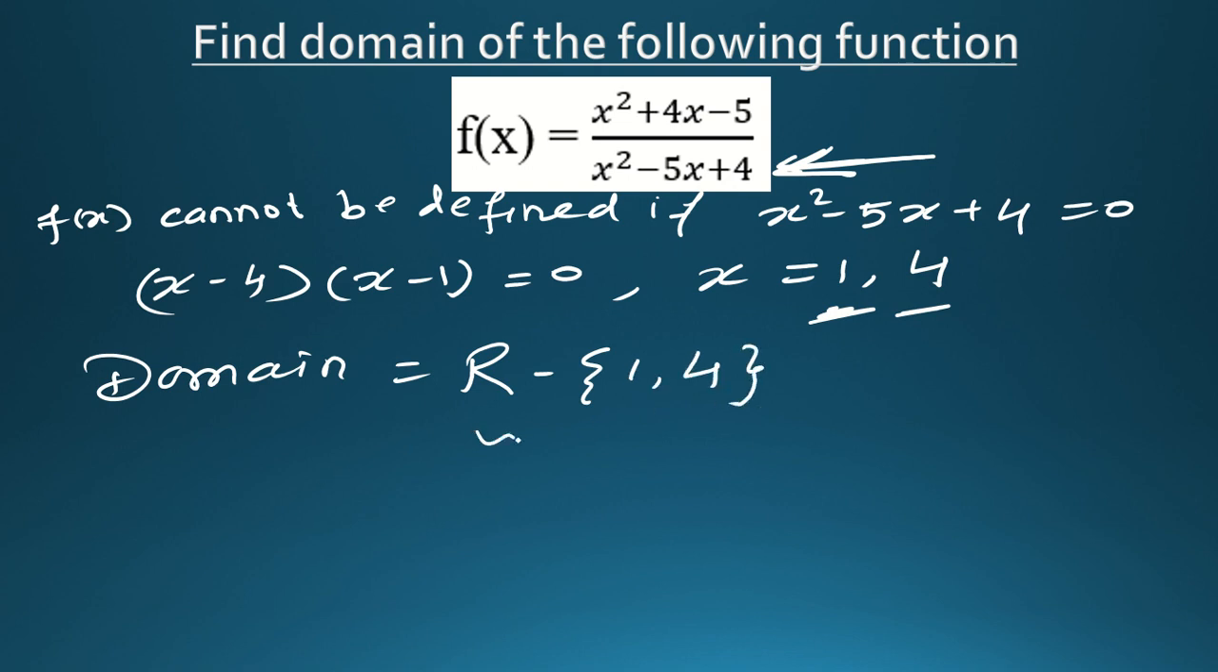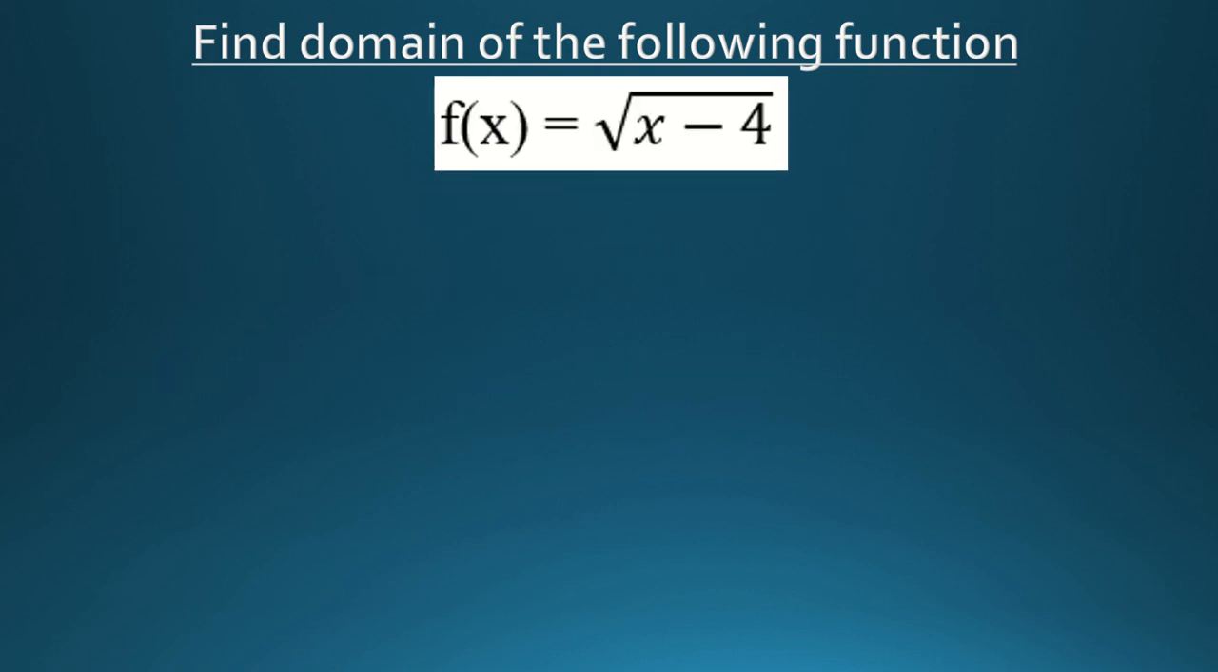I am sure you remember this type of denotation from set theory, like a minus b. So how will you read it? You will read it as the set of all real numbers except 1 and 4. Okay. Now, let's talk about this.